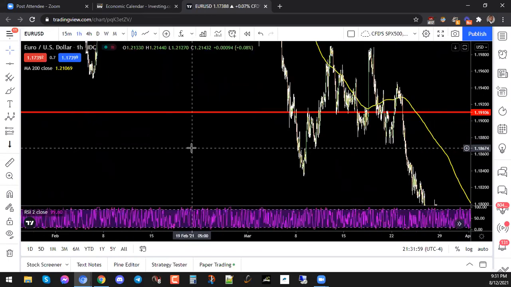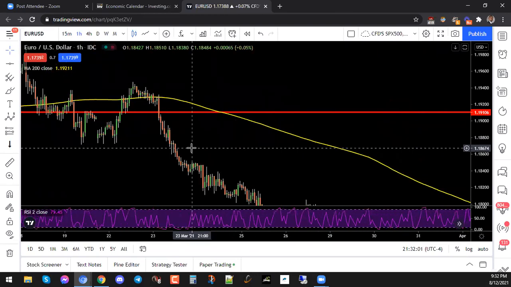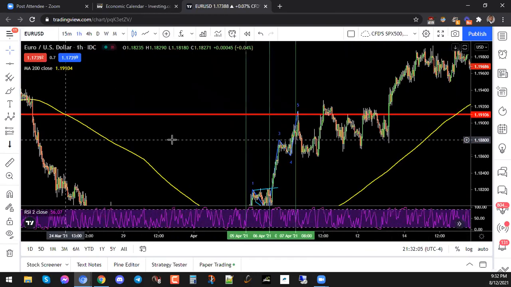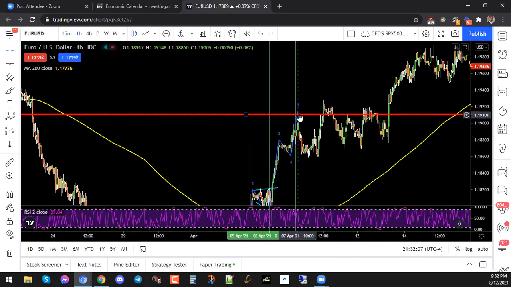Yeah, so we'll work with that. Okay, so we got some good areas here of support and resistance. And as you can see, this is one of those areas that the price respected. So we could have been looking at that area to go short. Okay, so this could have been our trigger.